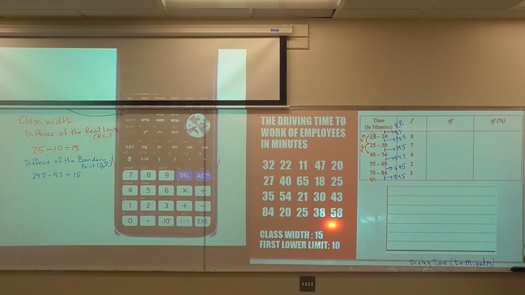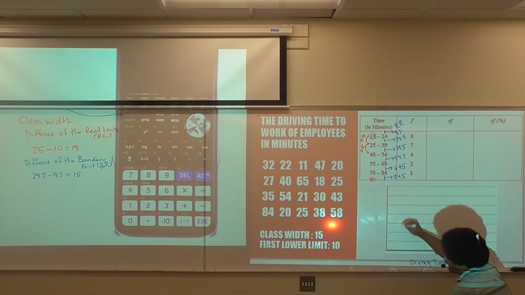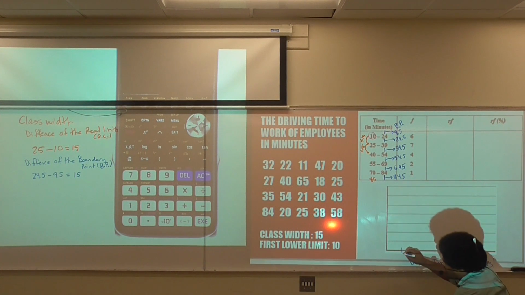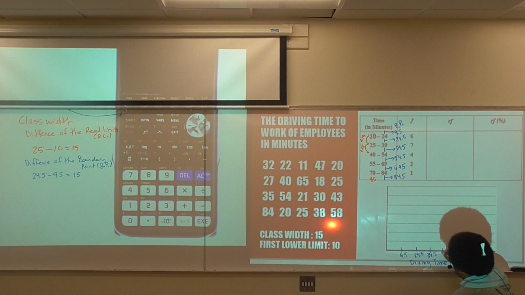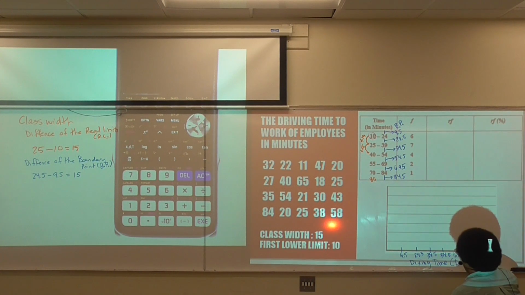That's what we're looking at here. So I have to get the boundaries in here, or real limits, whichever it is you're going to use. I'm going to use boundary points for this instance. So 9.5, 24.5, 39.5, 54.5, 69.5, and 84.5. So the equal distance, that's good.